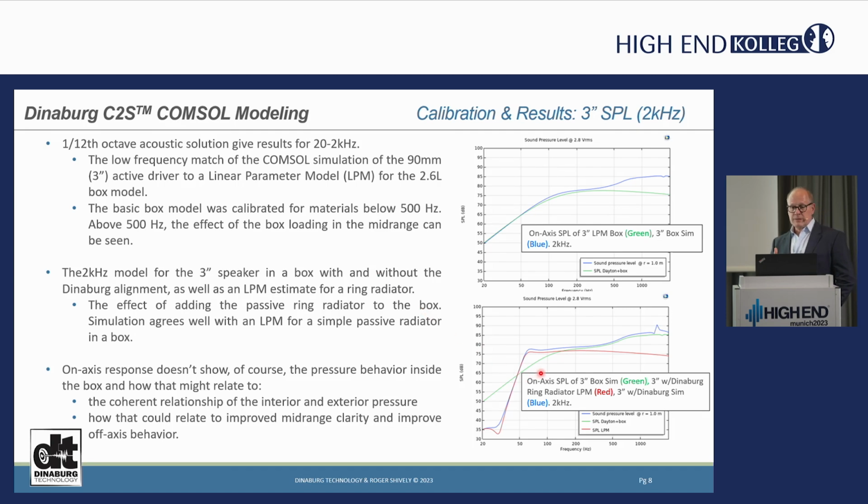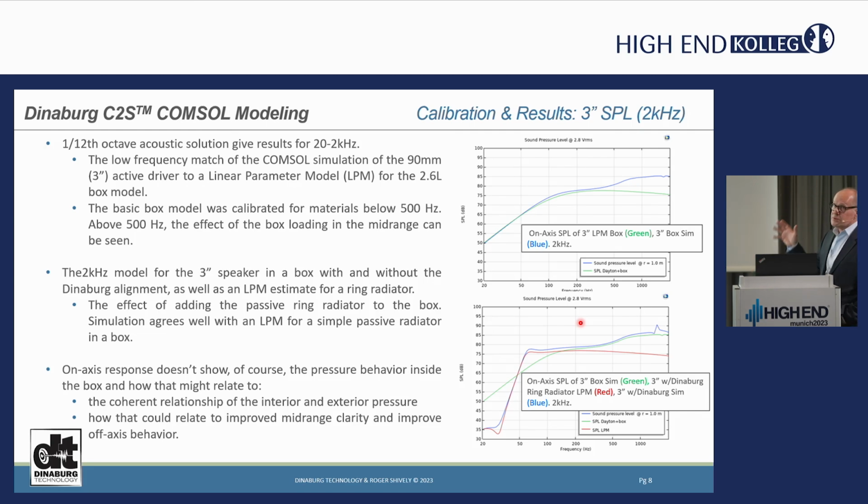And again, we did a bass reflex passive radiator as a comparison for the low frequencies, which is the red line here. And the green line, again, is the original 3-inch in a box. The red is a linear parameter model for the low frequencies of a passive radiator in a box, and then the blue line is the actual COMSOL model again. And we can see that we're well matched.